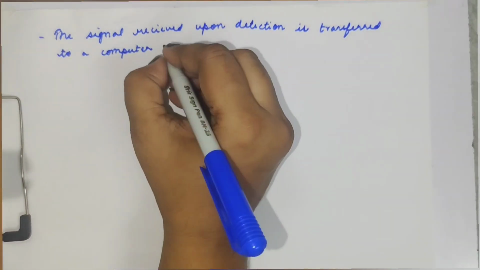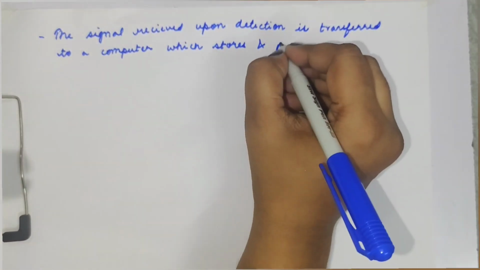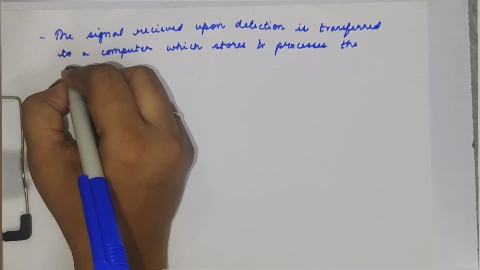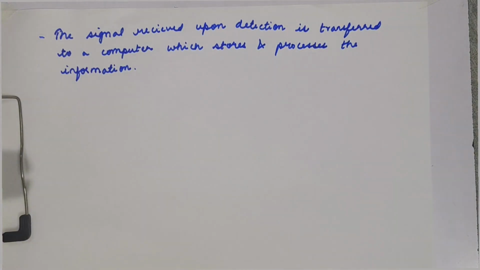Now, after the signals have been received upon detection, these signals are transferred to a computer which stores and processes this information for finding out the molecular weight of the protein.